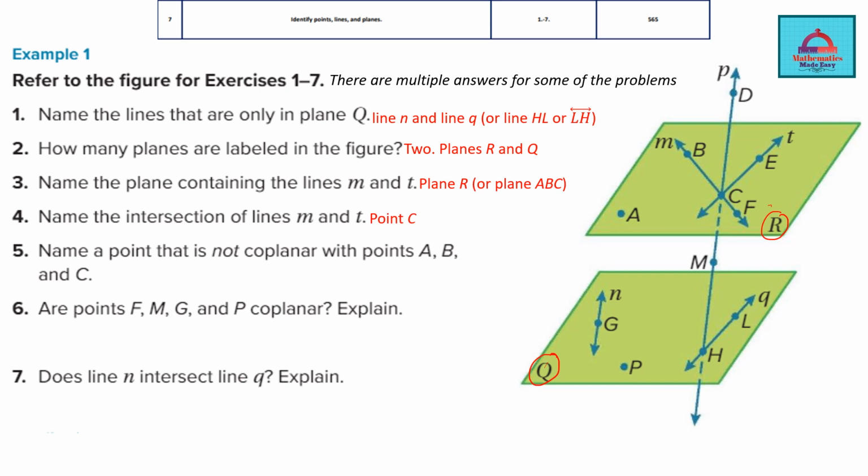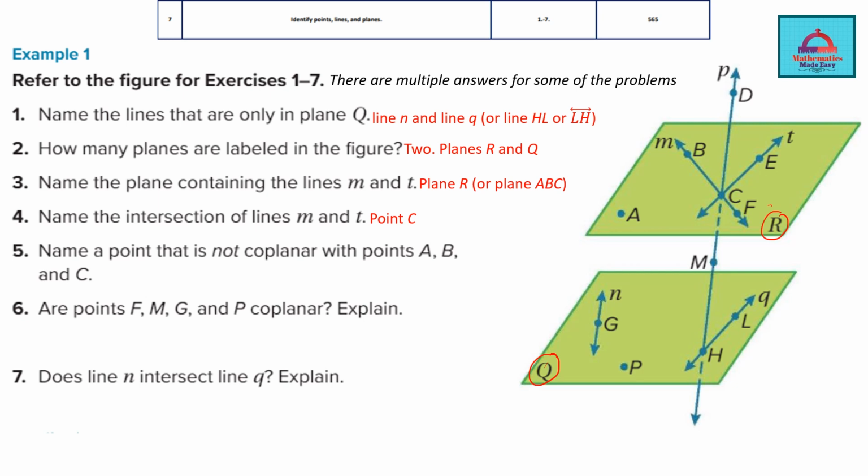Name a point that is not coplanar with the points A, B, C, D. Not coplanar means not in the same plane. So we first go to the points A, B, C. These are the 3 points that lie in the plane R. So if I say we need to find points which are not coplanar, it means they are not in the same plane.